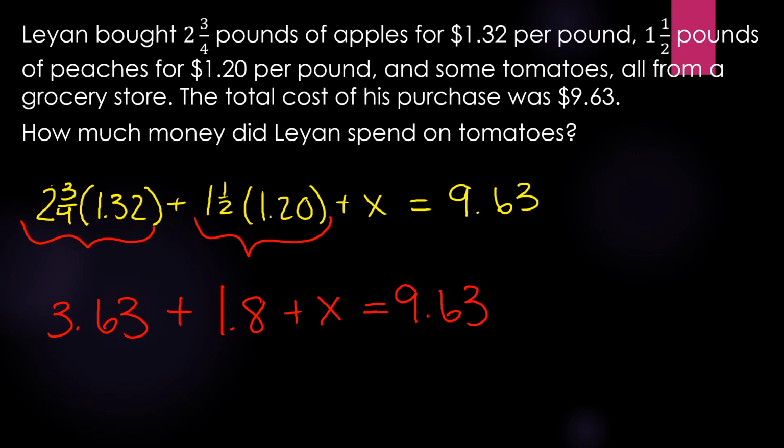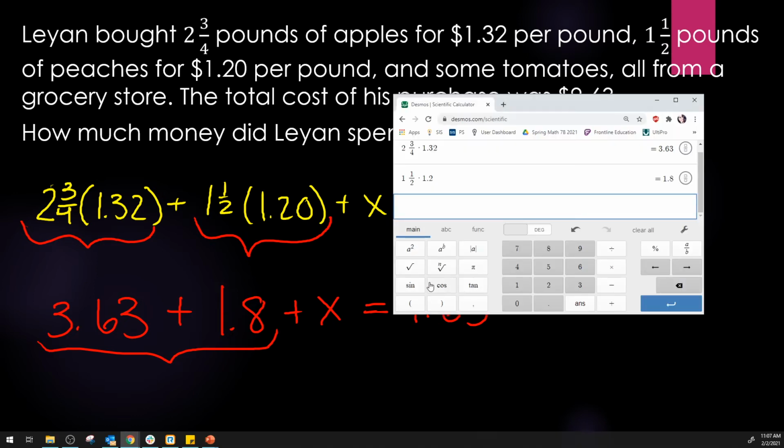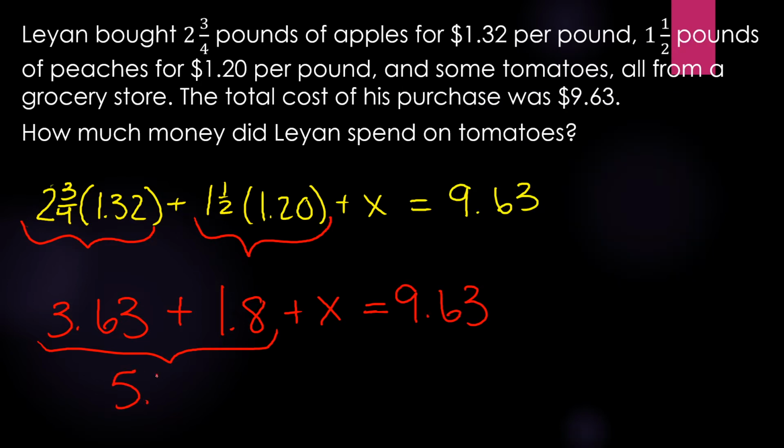Okay, so from here, let's keep adding. I can add these two numbers right here, right? Because those are my like terms. So let's bring back our calculator really quick, add those two together. So 3.63, and I'm adding it to 1.8. And that's going to give me 5.43 plus X is equal to 9.63.